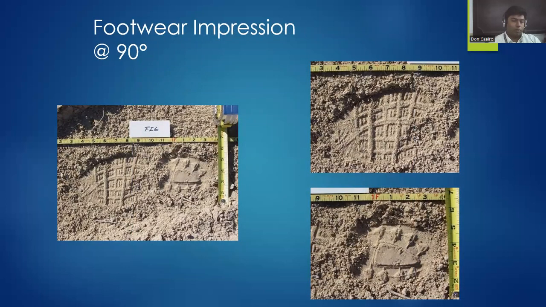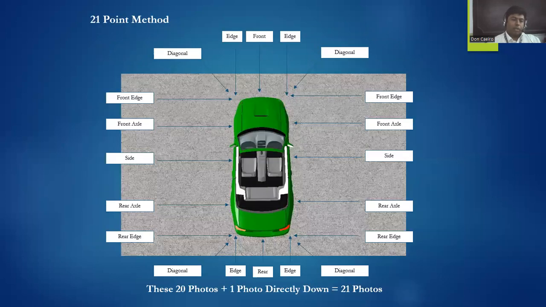Closer photographs should be taken two times: one with scale and one without scale. So we see over here a footwear impression and how we are taking the photograph before taking casting or anything like that.